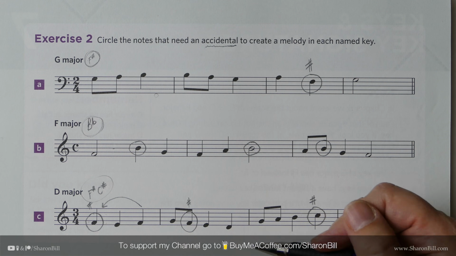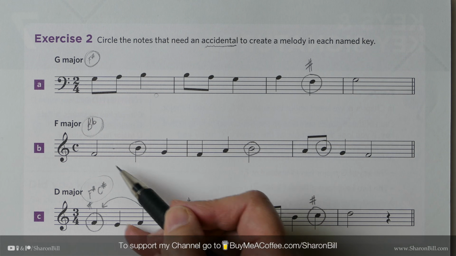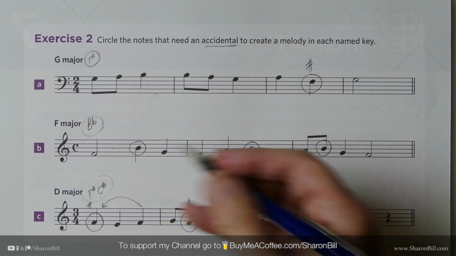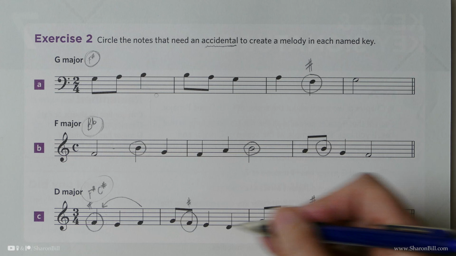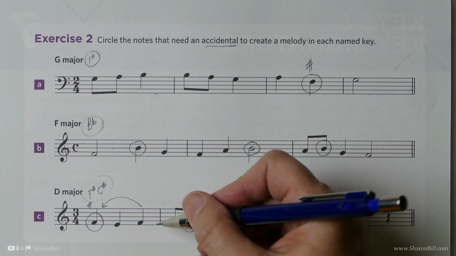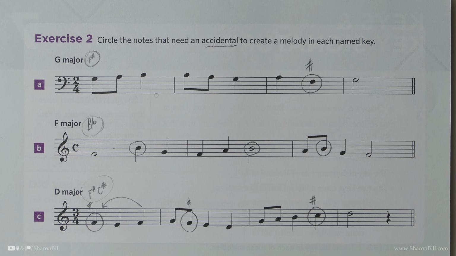However, you can see that for a composer who has to keep going through a whole piece of music, imagine an entire symphony, and you've got to keep putting all of these flats or sharps in place. And there's no need to do that if we have a key signature.